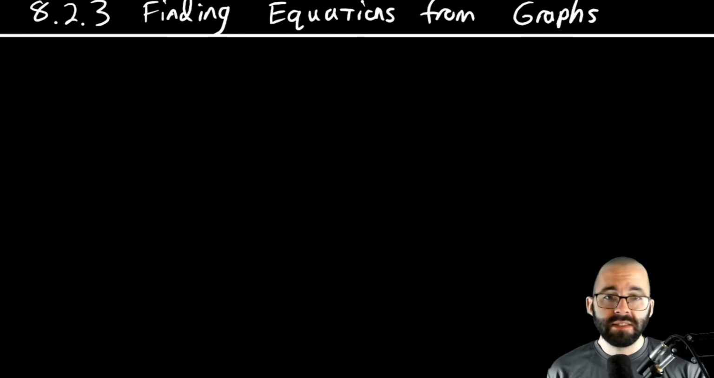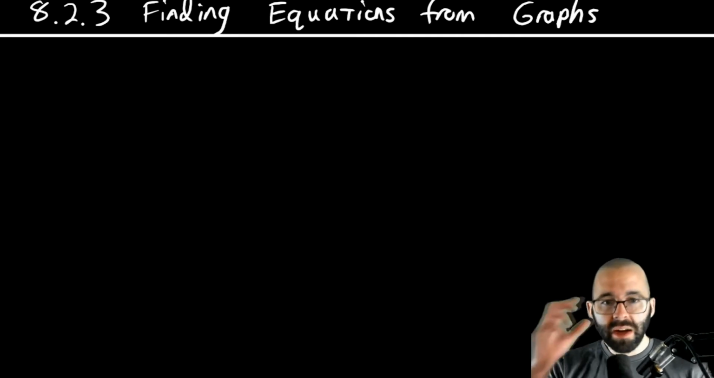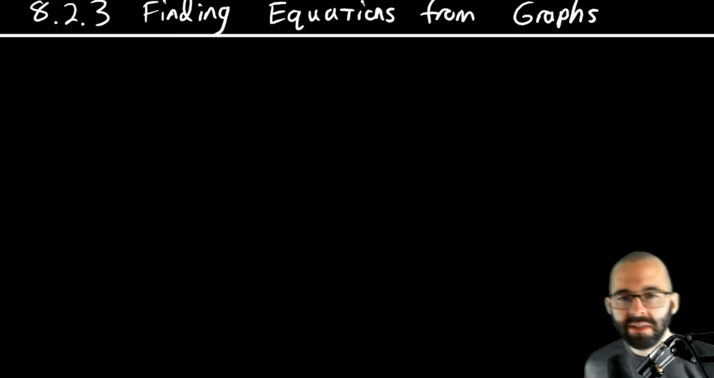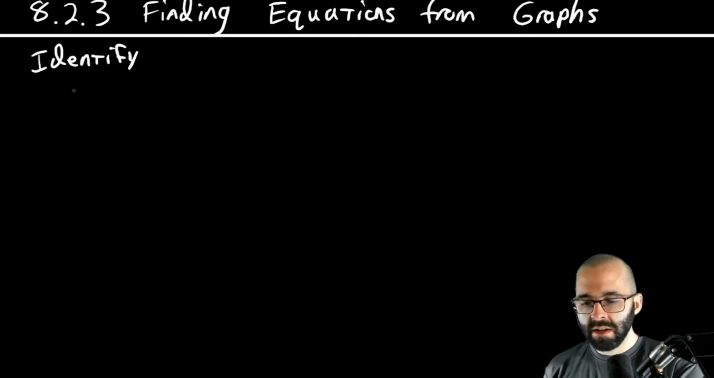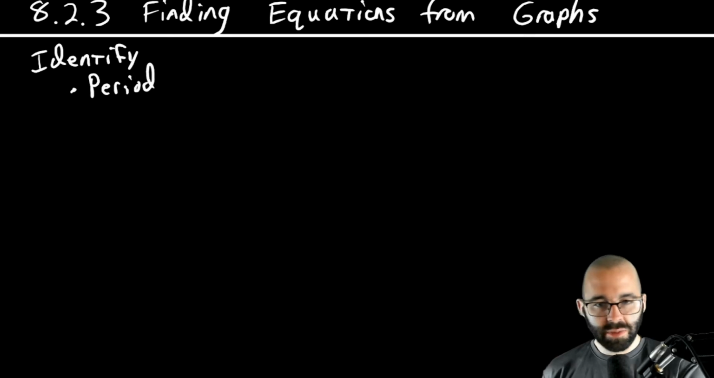So just like in the last section 8.1 with sine and cosine, to find equations from graphs for tangent, we also just kind of work backwards. We identify everything that we've talked about in the previous ones. The period is usually the easiest place to start. We'll also be looking at the asymptotes.